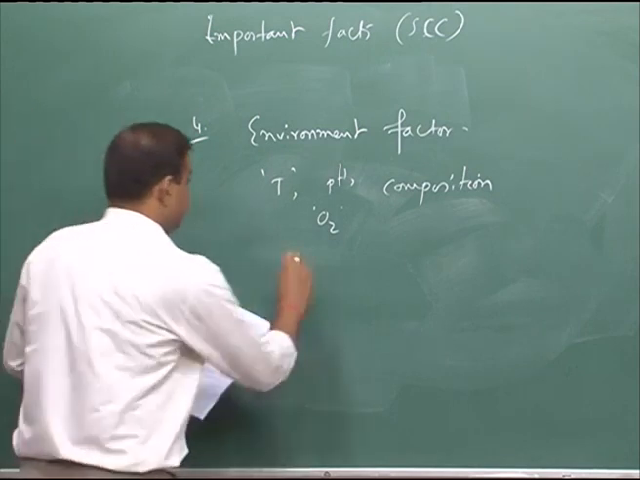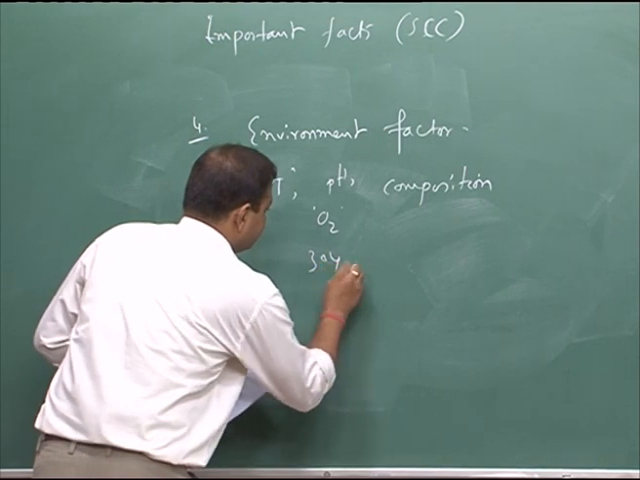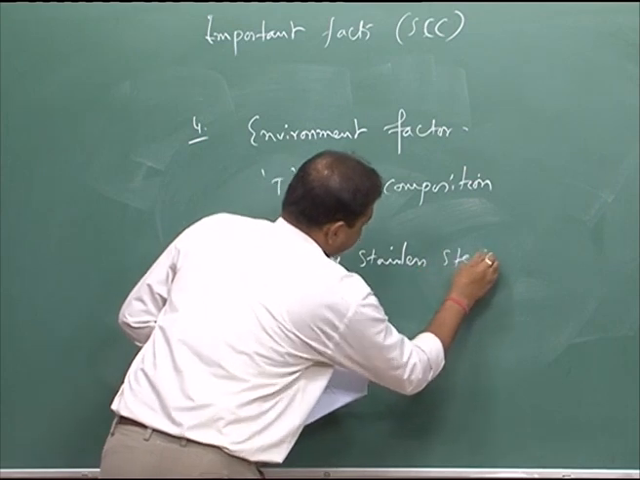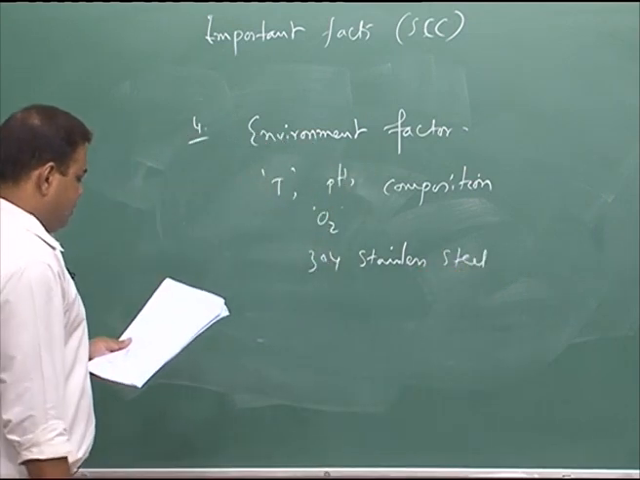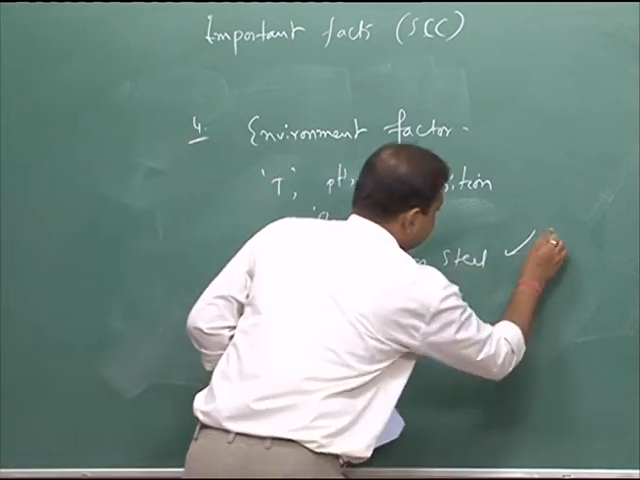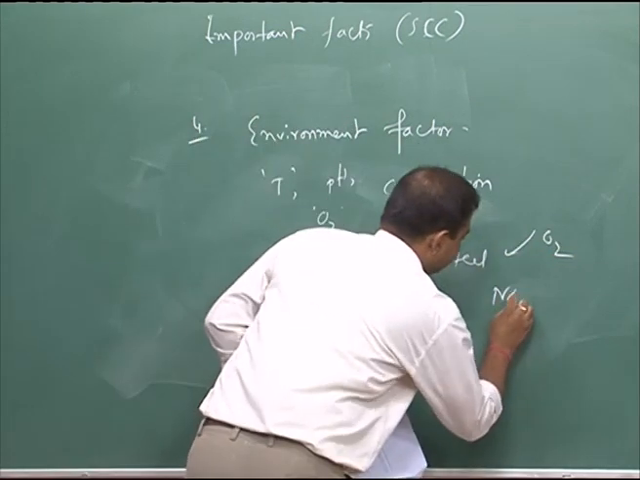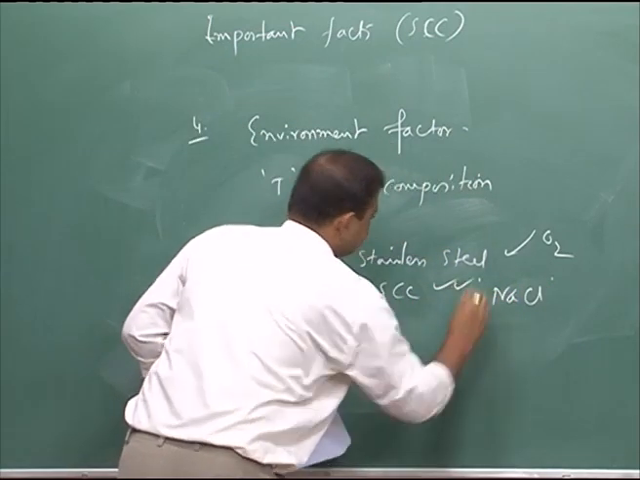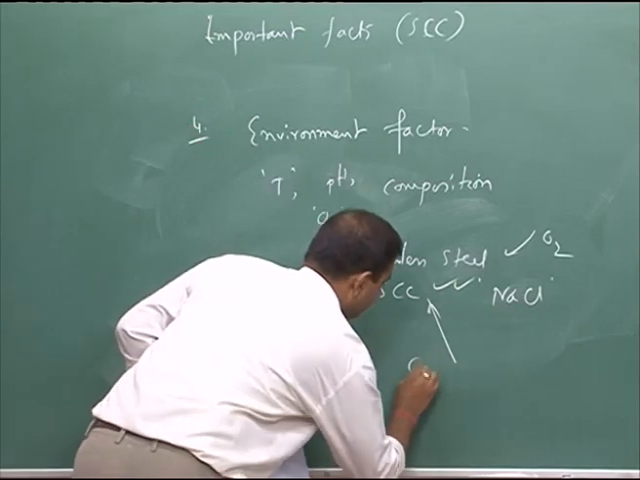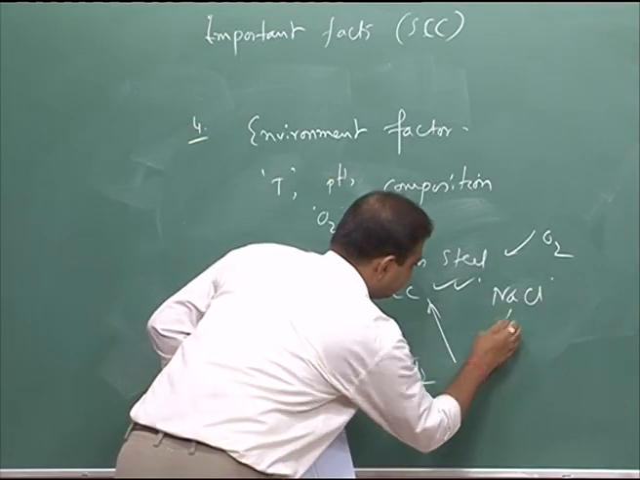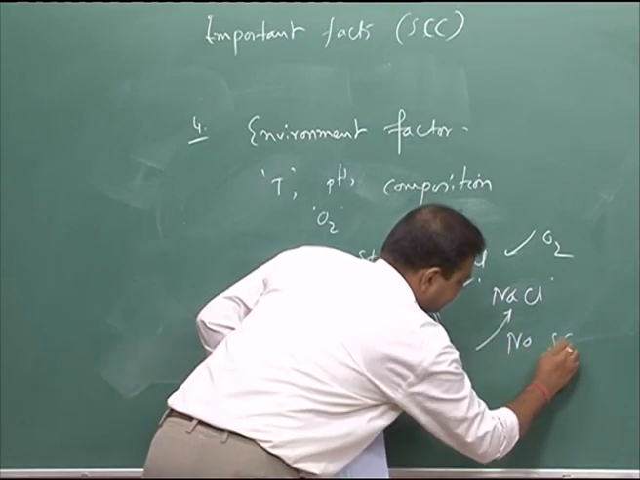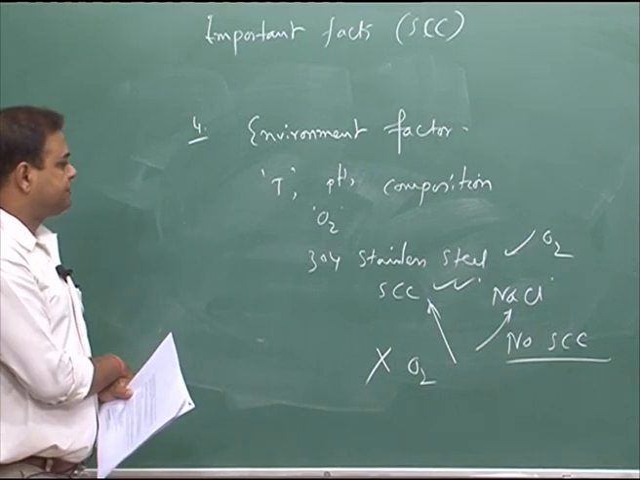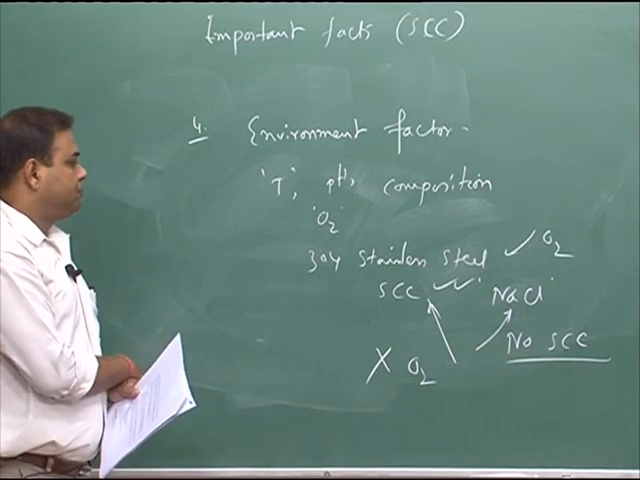Let us say 304 stainless steel. If we have oxygen, then in NaCl we experience SCC. But if we do not have oxygen, then in NaCl solution, no SCC. So, that means the environment would also affect the SCC character of a particular material or alloy.